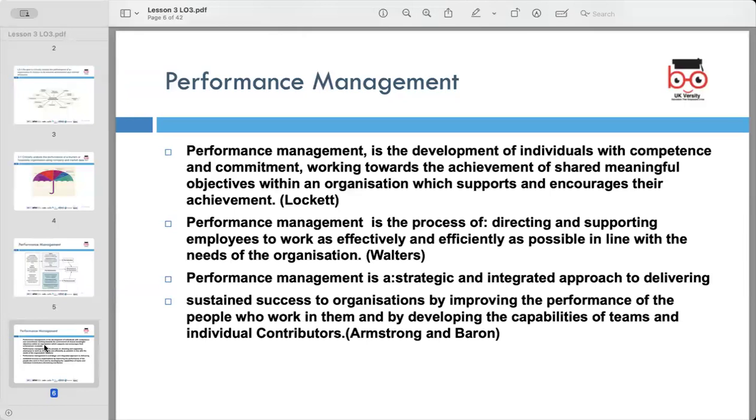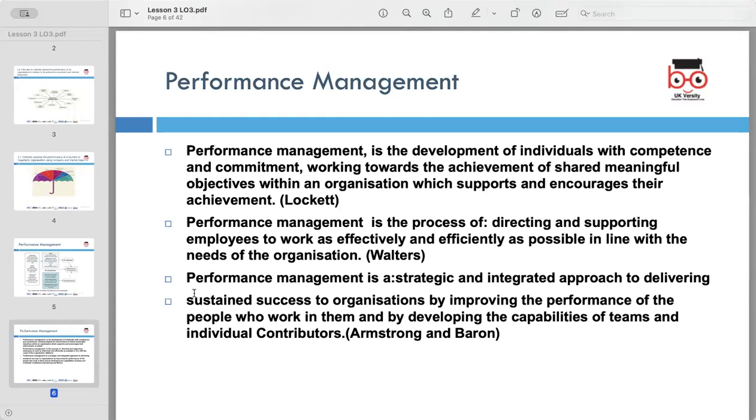So performance management is a strategic process aimed to develop individuals with competence and commitment to enhance shared objectives within organizations. Several definitions highlight different aspects of performance management. Lockett defines performance management as the development of individuals with competence and commitment, working towards the achievement of shared meaningful objectives within organizations that support and encourage their achievements.